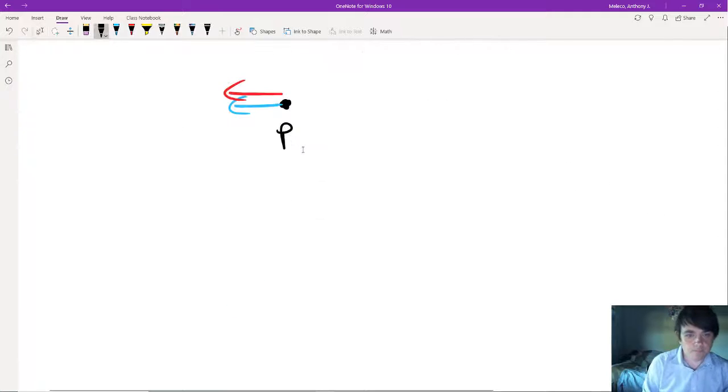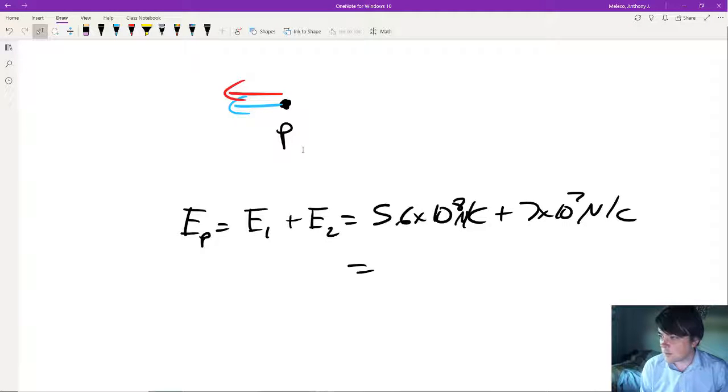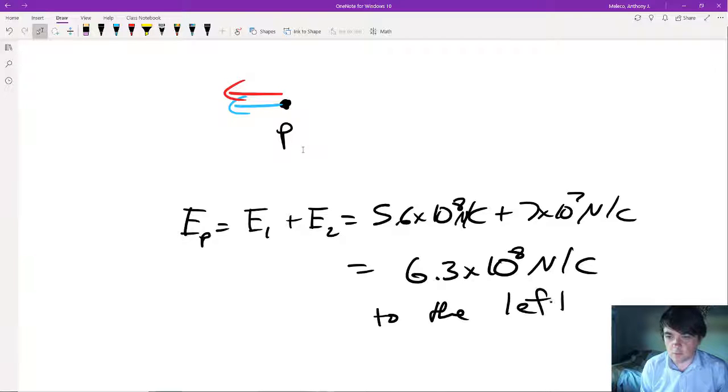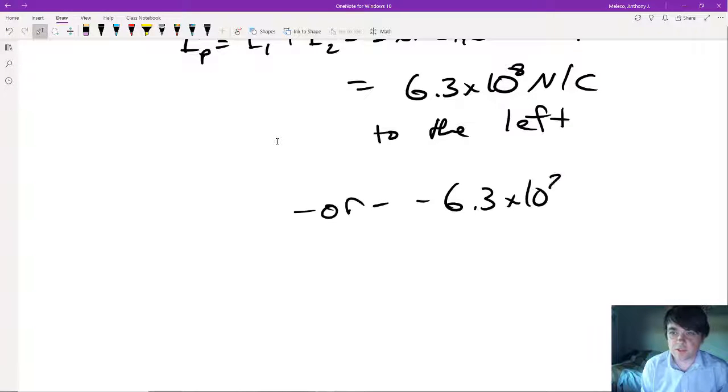So now E at P equals E1 plus E2 equals 5.6 times 10 to the 8th Newton per Coulomb plus 7 times 10 to the 7 Newton per Coulomb. And this is 6.3 times 10 to the 8 Newton per Coulomb to the left, or negative 6.3 times 10 to the 8 Newton per Coulomb.